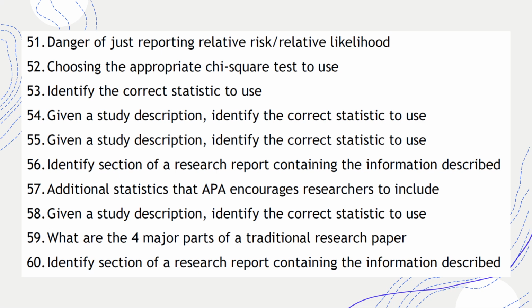54. Given a study description, identify the correct statistic to use. This one's a little bit longer because instead of just giving you general information, it's like, so-and-so is looking at the relationship between this and this. Again, pay attention to how many variables of what type they've got, and then go from there.